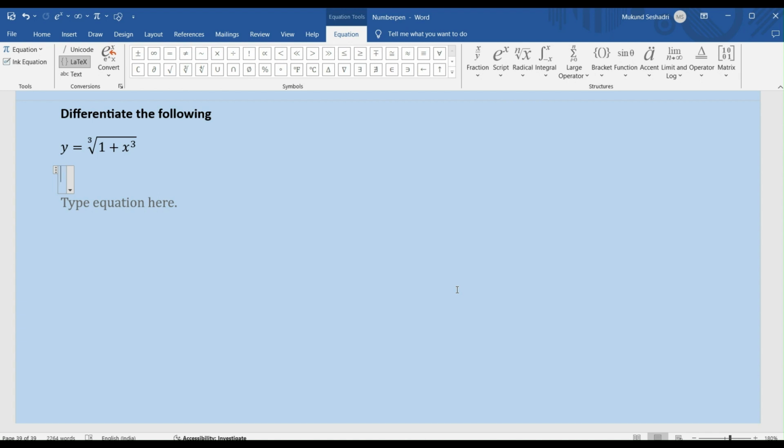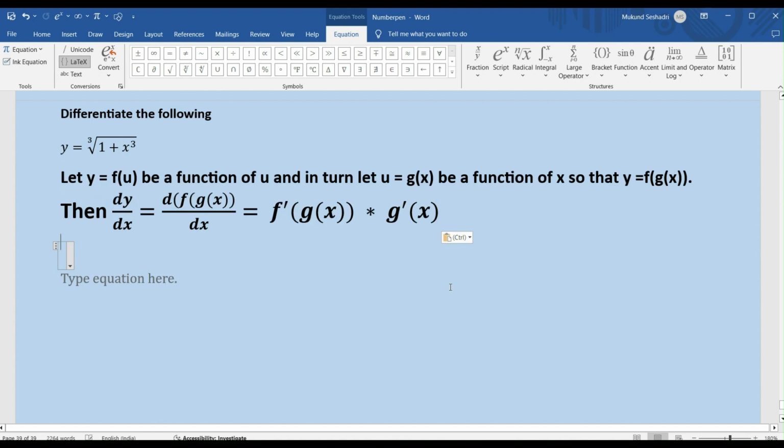So if I were to represent this using chain rule, let's put up the chain rule and then go about solving this problem. So let y equals f of u be a function of u, and in turn let u equals g of x be a function of x, so that y equals f of g of x. Then my dy by dx of y equals d by dx of f of g of x, which is equal to f dashed of g of x into g dashed of x, right? So we will have to identify what is our u.